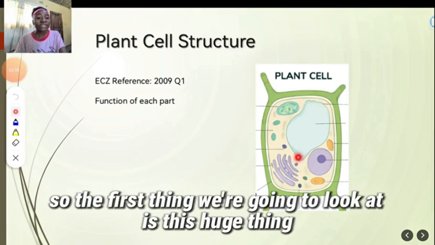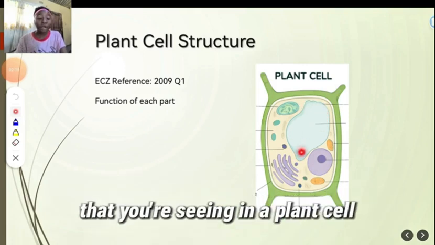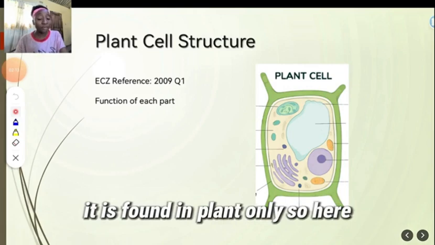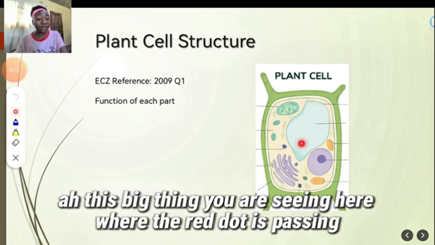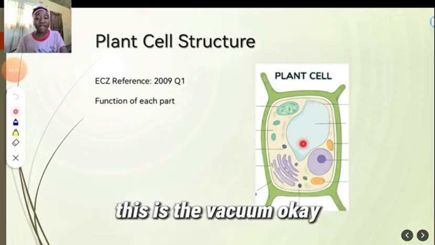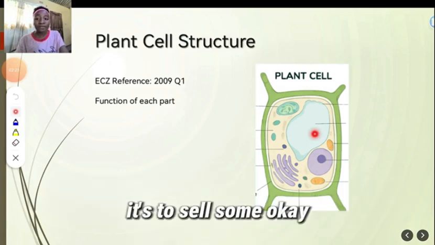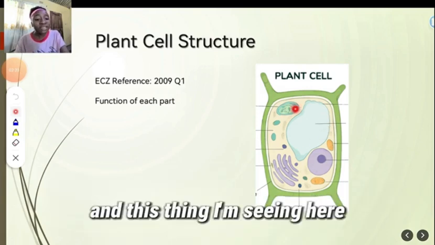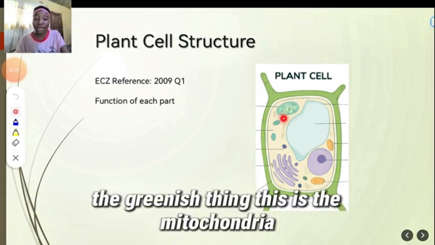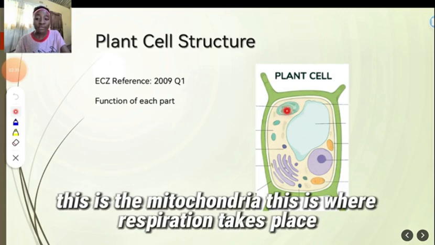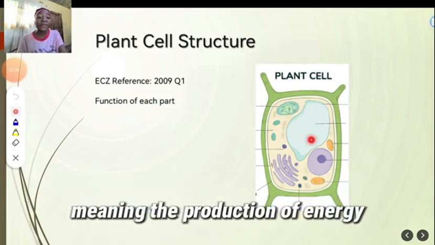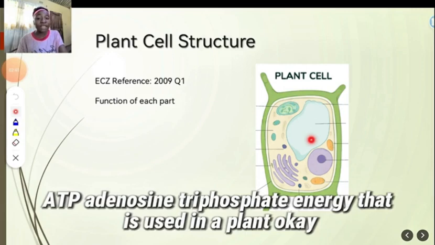So the first thing we're going to look at is this huge thing that you're seeing in a plant cell. Remember to say a plant cell, it is found in plants only. So here, this big thing you're seeing where the red dot is passing, this is the vacuole. Then the function of the vacuole, it stores cell sap. And this thing you're seeing here, the greenish thing, this is the mitochondria. This is where respiration takes place, meaning the production of energy, ATP, adenosine triphosphate energy that is used in a plant.